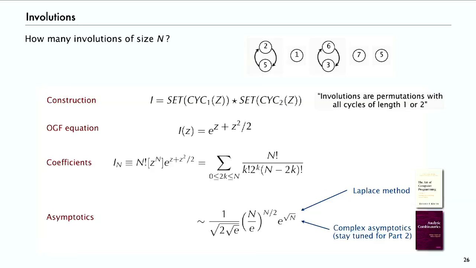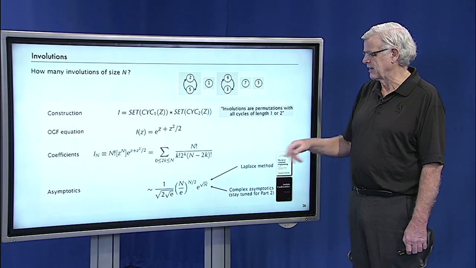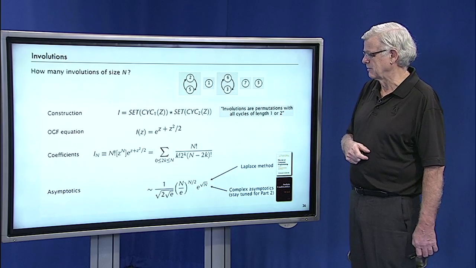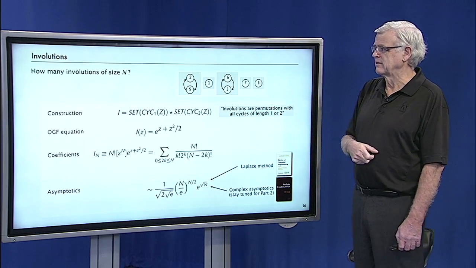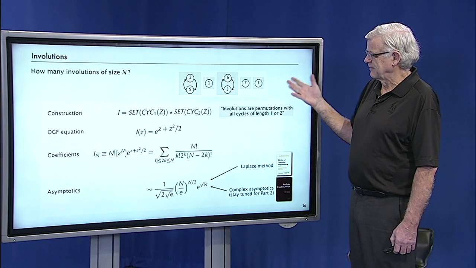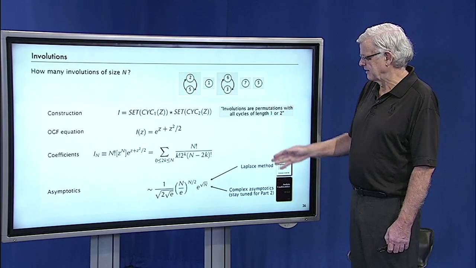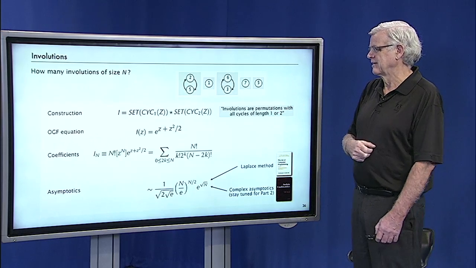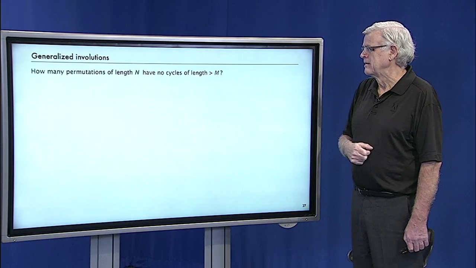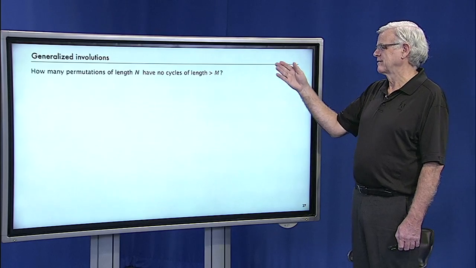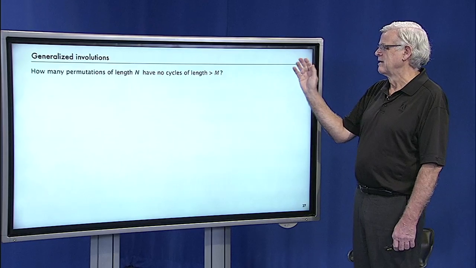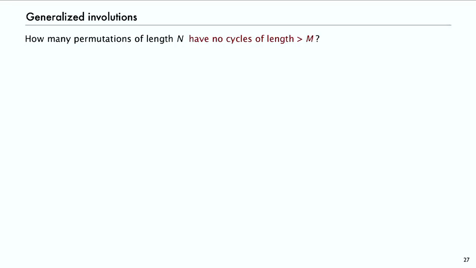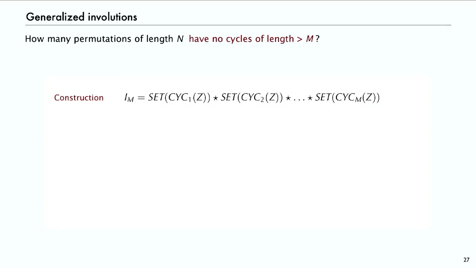Or later on in part 2, we'll see how to, with complex asymptotics, directly get that answer out. So with analytic combinatorics, we can get directly to results like that, although the asymptotics of that is definitely not trivial. And then if we're going to generalize, how about no big cycles, where we parameterize the cycle length by m, same way as we did for derangements.